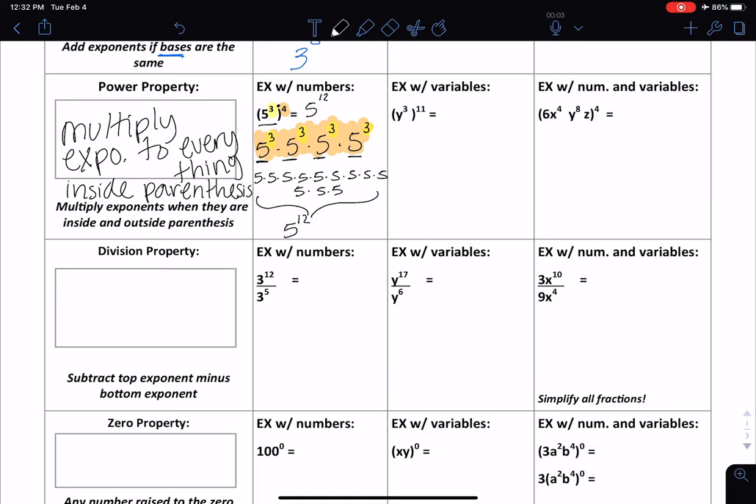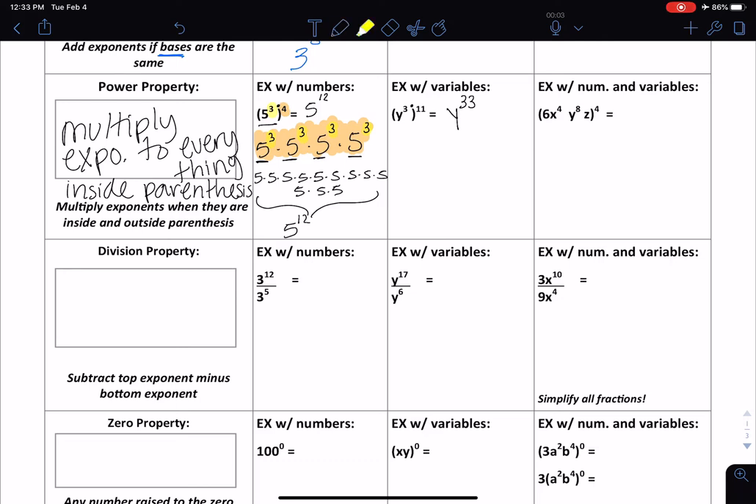Okay, so moving along. My next example, with the rule that I just showed you why we do it, I have y cubed to the 11th power. Instead of having to do 11 y cubes and then expanding all the 3's, I could just multiply the 3 and the 11, so I get y to the 33rd power. And that is way easier than having to write out 33 y's.